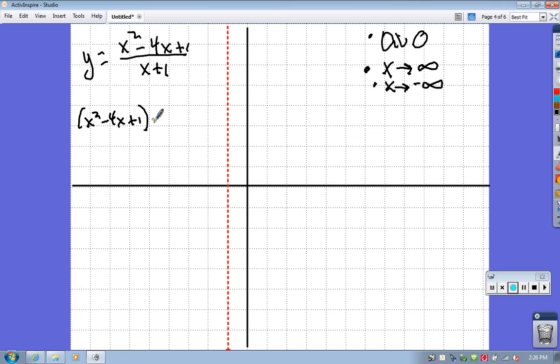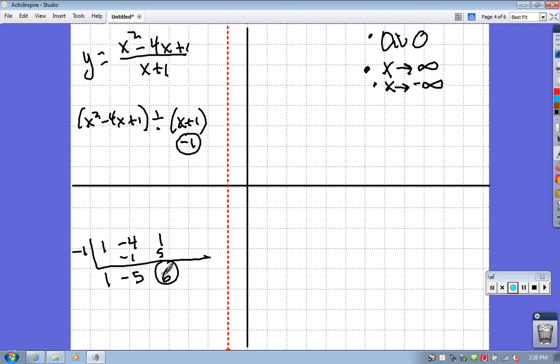x squared minus 4x plus 1 divided by x plus 1. I can do this division using synthetic division. So remember, when I do synthetic division, I use the 0 of this. So negative 1 is going to go into, I don't need any placeholders, 1x squared minus 4x plus 1. Bring it down, multiply, add, multiply.